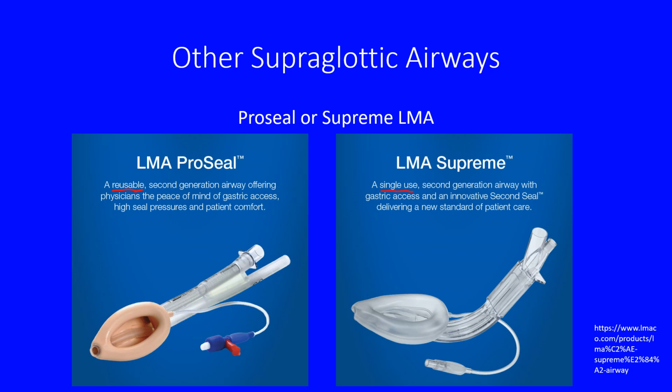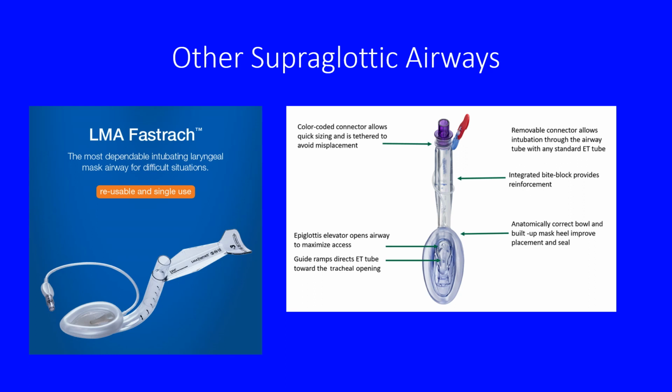These are double lumen LMAs with a gastric drain tube. They have a larger mask and a bite block. Also, the most notable feature is that they provide a better seal, which allows for a max inspiratory pressure of 30 instead of 20 centimeters of water, as seen in the standard LMA. Here's a fast track LMA, which is an intubating LMA that can help you blindly intubate a patient. It can be helpful in situations where you can no longer visualize anything with DL or fiber optic because the airway is too bloody and too swollen.